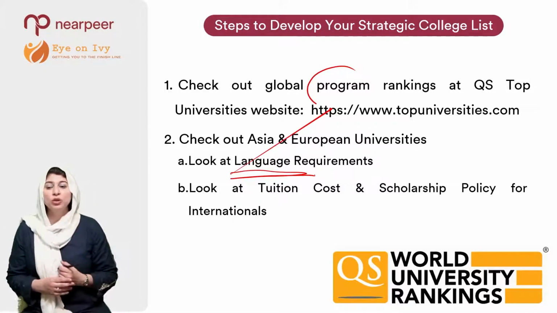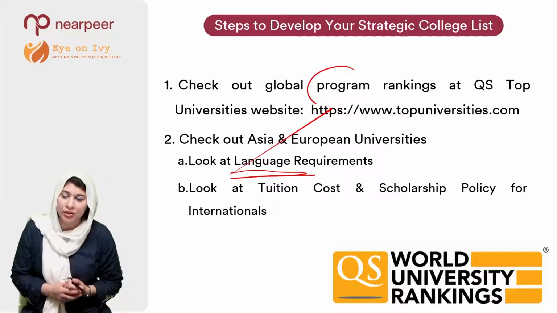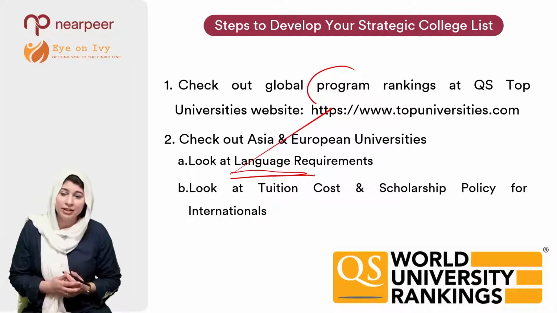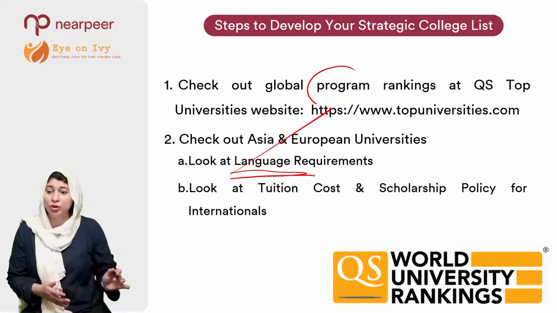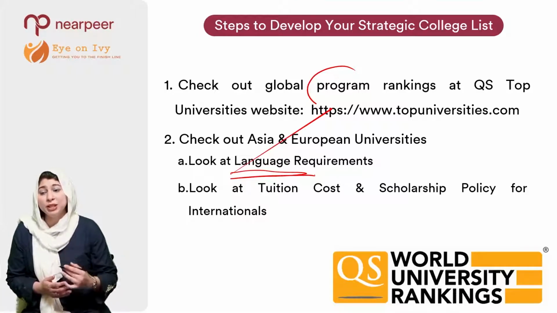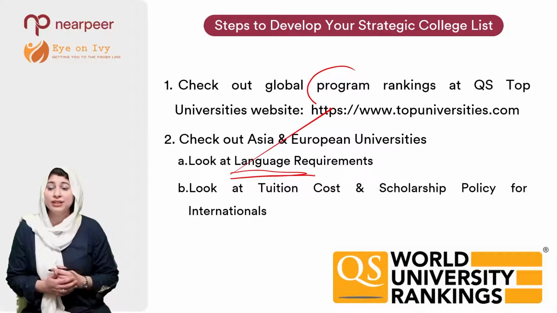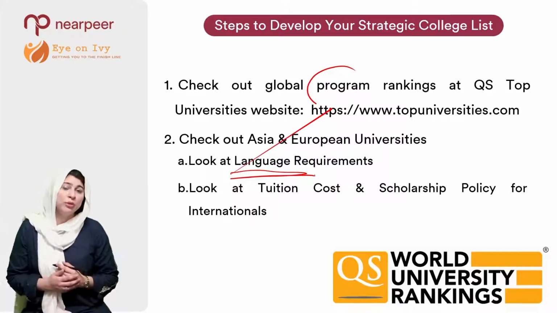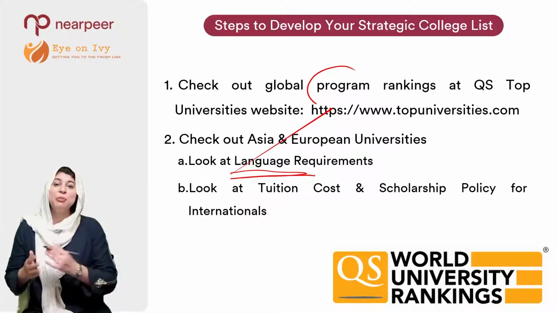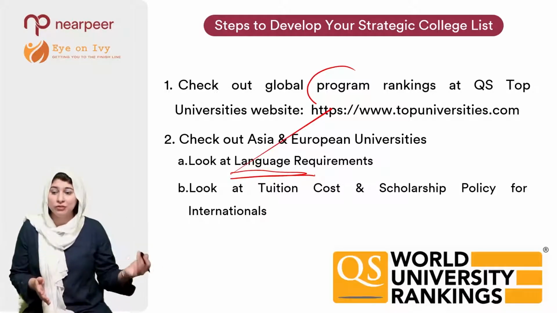Then you want to look at the tuition cost and scholarship policy for internationals. Depending on the country you are looking at, you may sometimes find that the tuition cost, even if you're not eligible for a scholarship, let's say your grades are not that great, would still be significantly low. Whether it is Malaysia, whether it is Turkey, many of whom have universities much higher ranked than ours, it is cheaper for you to go and study there than to pay the tuition cost at LUMS, for example.